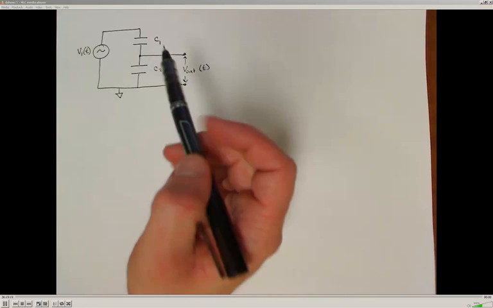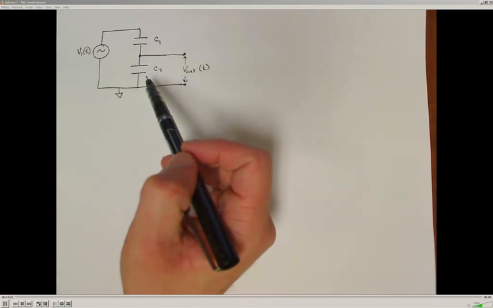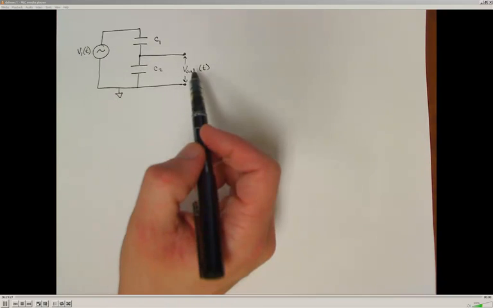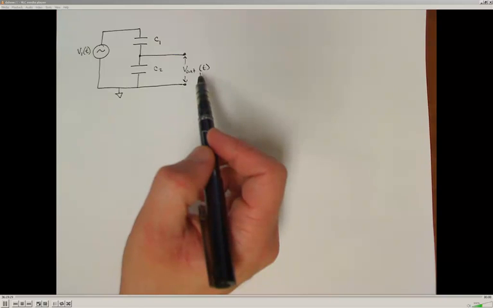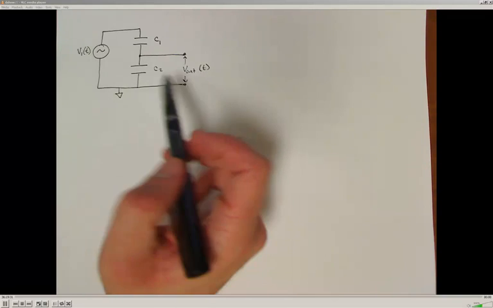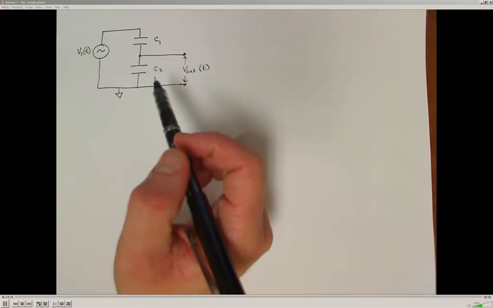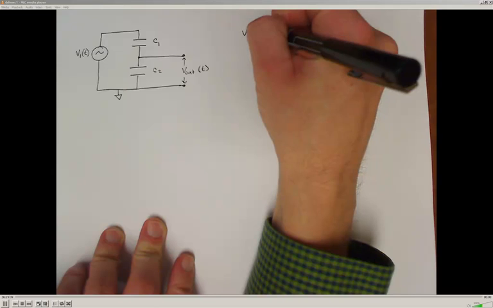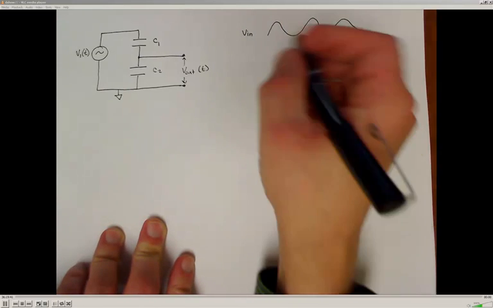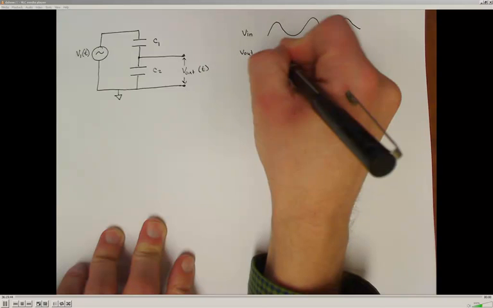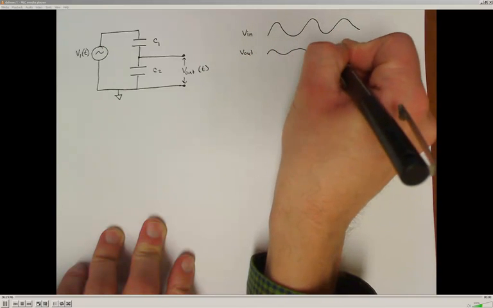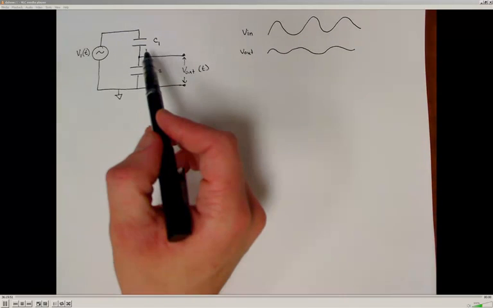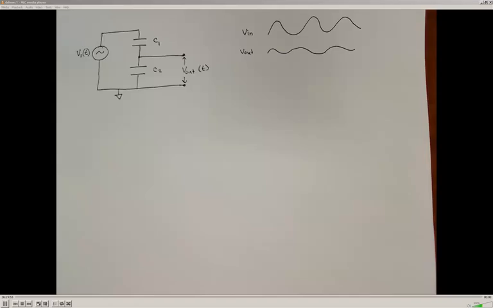So where this voltage divider circuit comes in handy is when we have a time-varying input signal and we want to reduce the output to some smaller voltage value for that time-varying signal, like a sine wave input. So our input may look like a large sine wave, and our output, what we're going to find, is going to be some smaller amplitude sine wave output that's going to be scaled somehow related to these capacitance values.